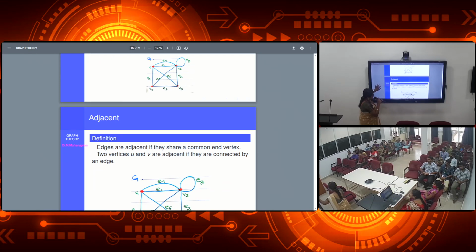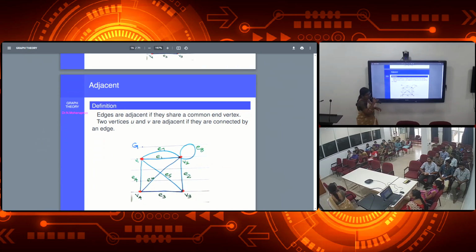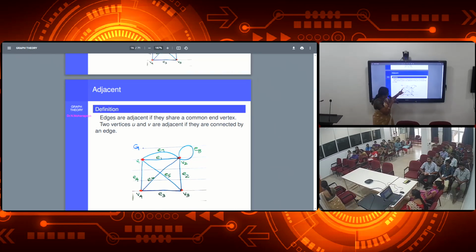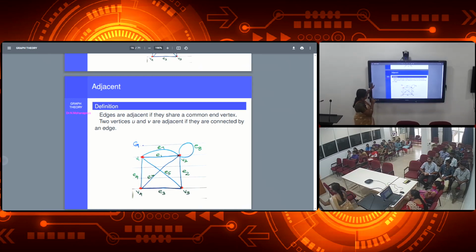Next, adjacency. Edges are adjacent if they have a common end vertex. That means E1 is incident with the vertices V1 and V2. So here V1 and V2 are adjacent vertices because there is an edge between the 2 vertices. Right? V1 and V2 are adjacent by the edge E1. Likewise, there is an adjacency between V1 and V4 by the edge E4. Likewise, we can find the adjacency between any 2 vertices.